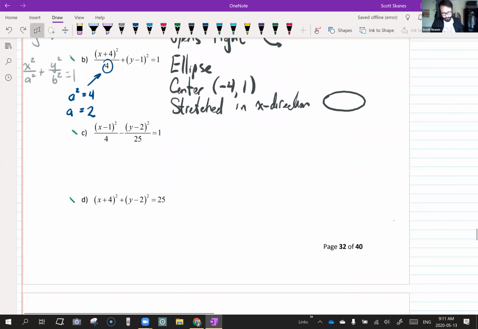So C, what do we think? Let's take a look at it. This could be a very good multiple choice. You know, look at the equation, tell me what the shape is. Bam, you got the mark.